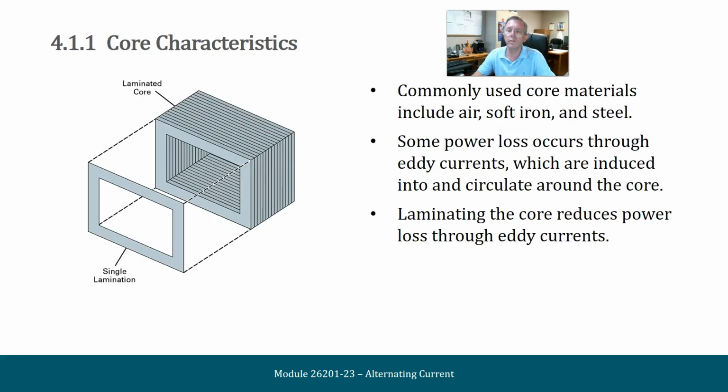Commonly used core materials include air, soft iron, and steel. Some power loss occurs through eddy currents, which are induced into and circulate around the core. Laminating the core reduces power loss through eddy currents.